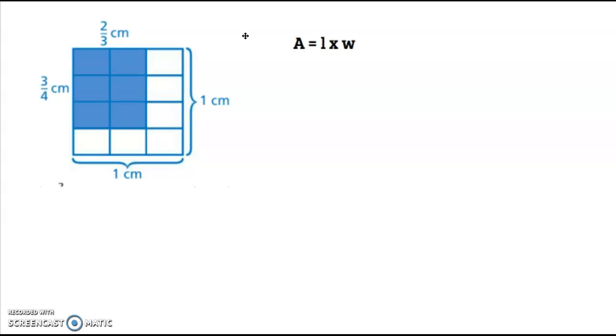So if we look at our formula, we have area equals length times the width. So we're going to do the same thing. We are just going to plug those numbers right into our formula. So when I plug those two fractional numbers in, I have 2/3 times 3/4. Now remember, when I'm multiplying, I don't need to worry about finding the same denominator. I can just multiply straight across. When I multiply those across, I get 6 for my numerator and 12 for my denominator.